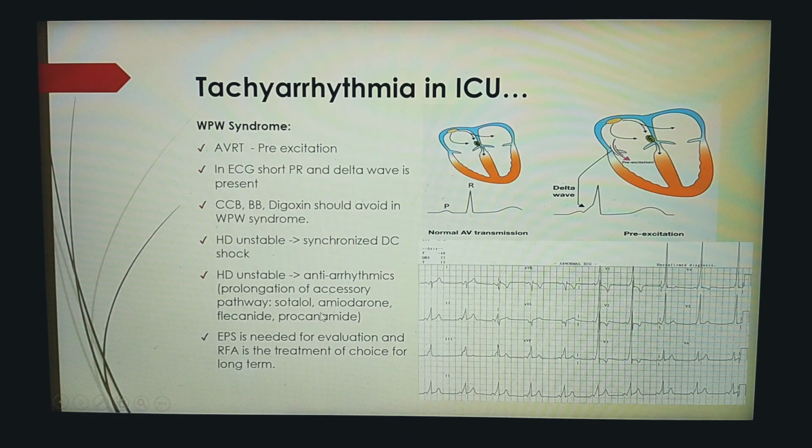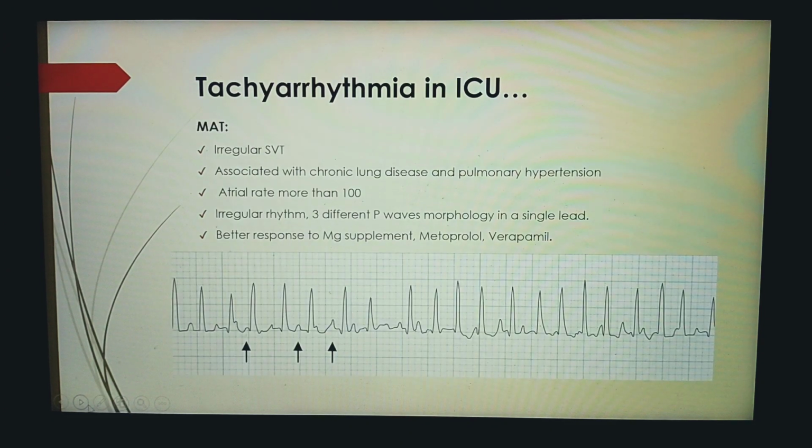The ultimate and most important thing for WPW syndrome is to go for electrophysiological study for evaluation of the abnormal pathway. Then the ultimate, or gold standard, treatment is radiofrequency ablation. Here is multifocal atrial tachycardia. The P waves have different morphology or morphological pattern. That's why it is called multifocal atrial tachycardia.